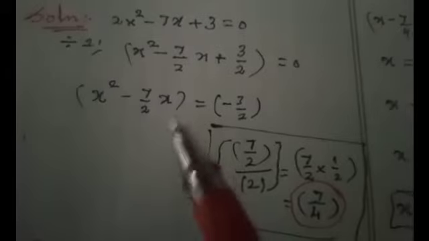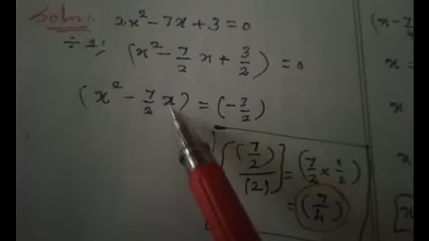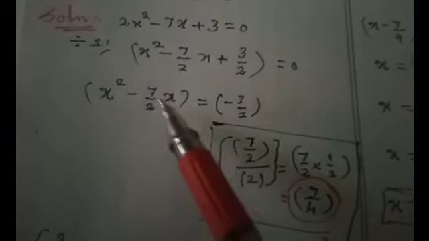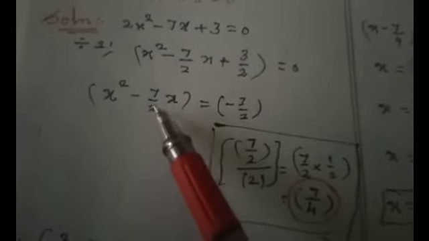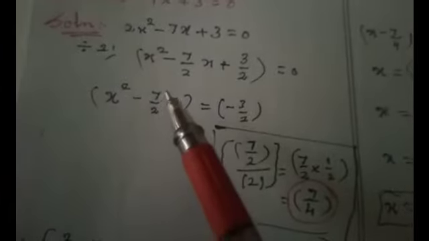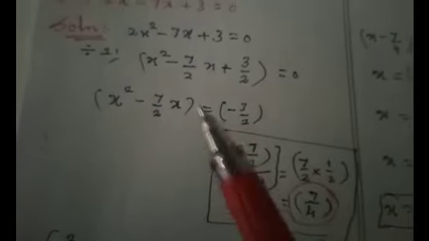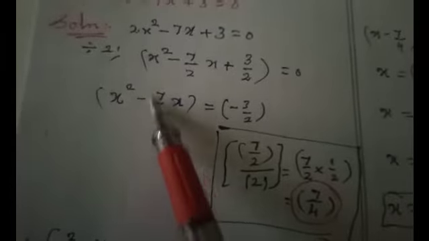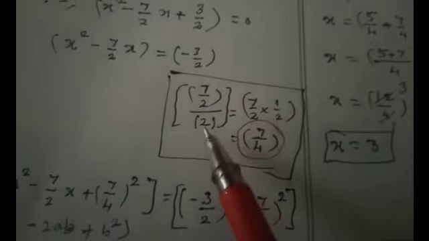Okay. Next step is, we have to take the coefficient of x. Here the coefficient of x is 7 by 2. This means the coefficient of x has to be divided by 2. Suppose you are getting 15x, you have to divide 15 by 2. So the coefficient of x should be divided by 2. Don't take the sign, only the number has to be taken. So here it is 7 by 2 divided by 2.